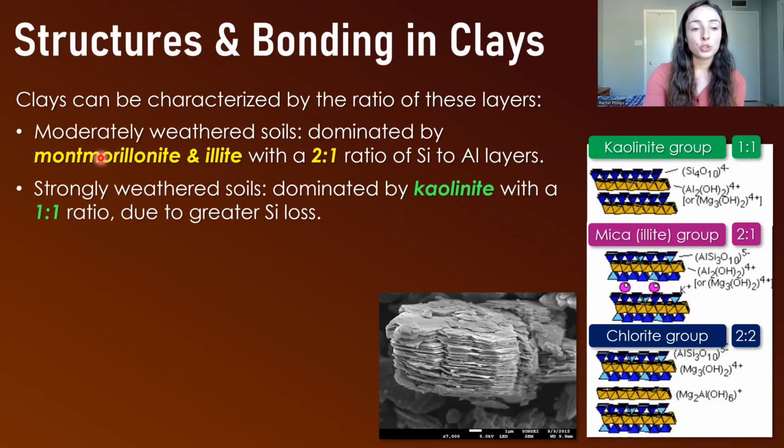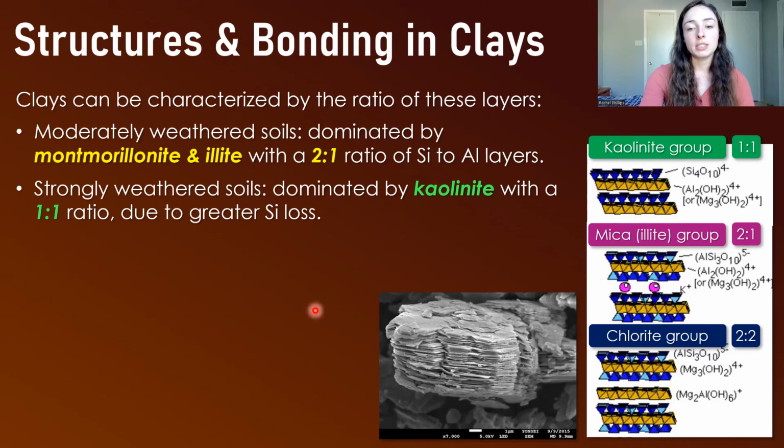And then for strongly weathered soils, these are dominated by kaolinite, as shown on the top here in green, with a 1-to-1 ratio of tetrahedral to octahedral layers. And this is due to greater silica loss because these soils are weathered more strongly.